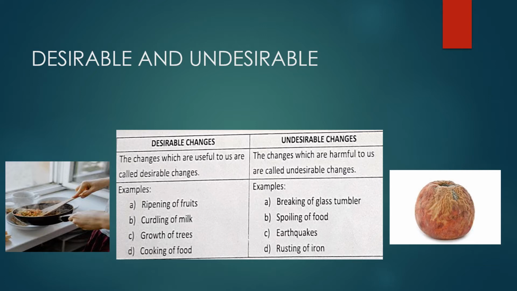Then there is spoiling of food. This is also an undesirable change. You don't want your food to get spoiled. So it is an undesirable and also harmful change. Earthquake is another example of a natural undesirable change, but it occurs, and this is not a useful change. And rusting of iron is another example of an undesirable change where iron loses its property because of rusting. So this is again a harmful process.